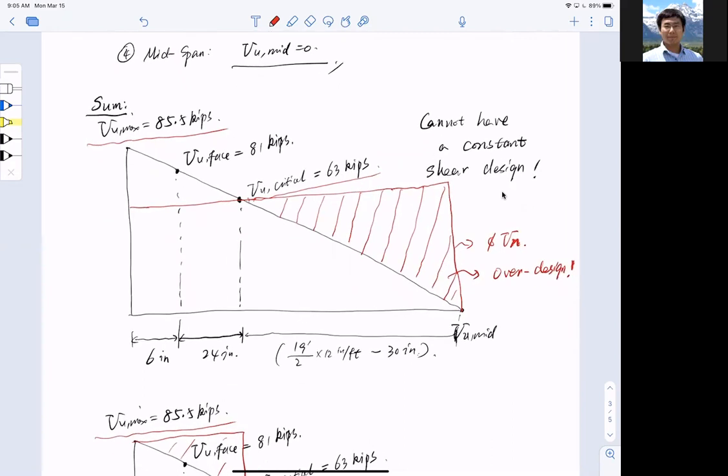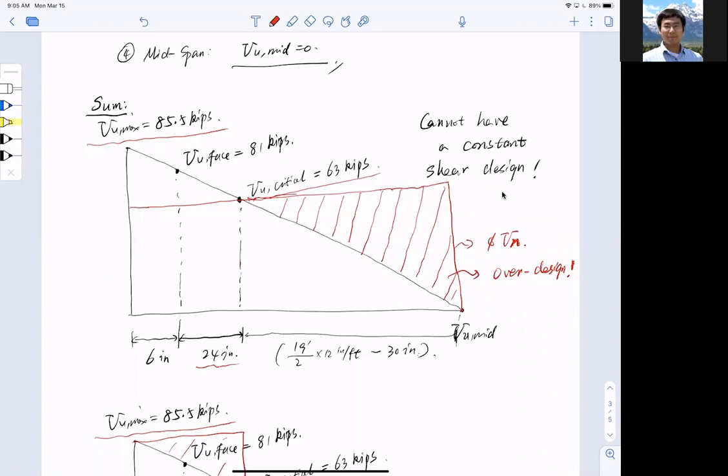we said there are two possible design pathways. First, we assume that Vu critical is right here, a distance d away from the left-hand side end. And we say, how about we just design for this?